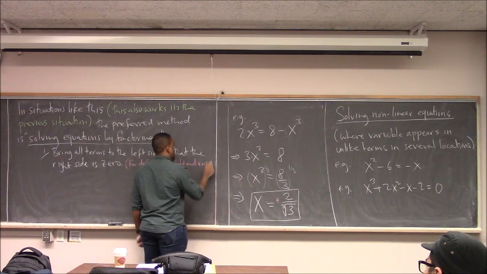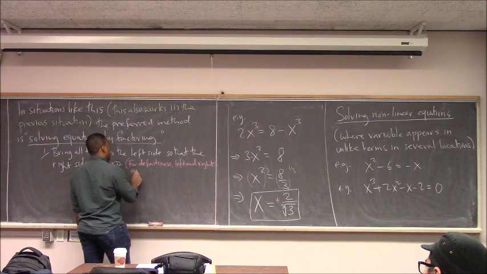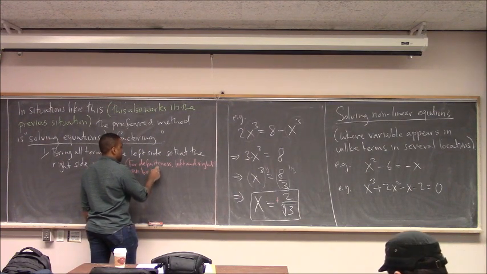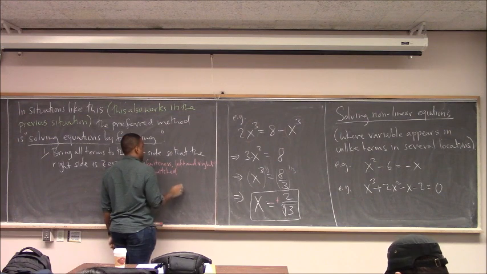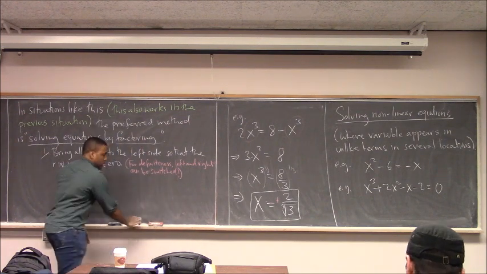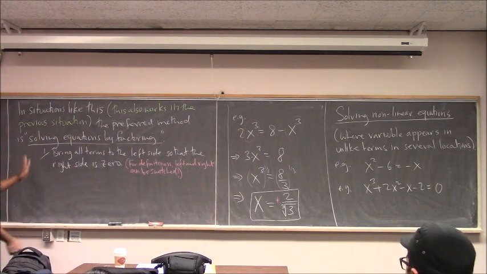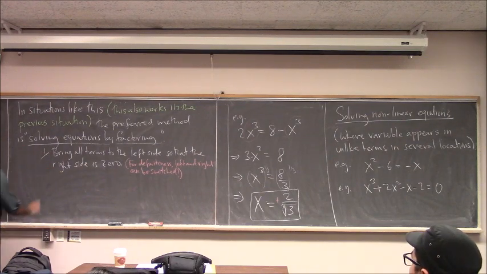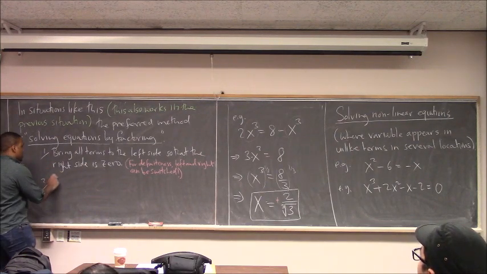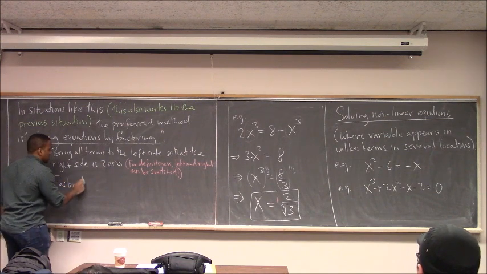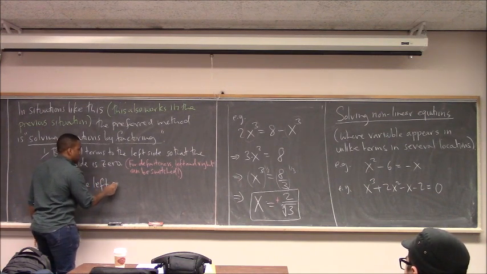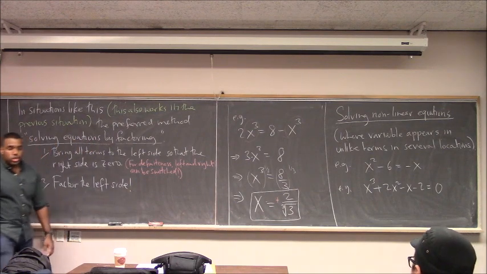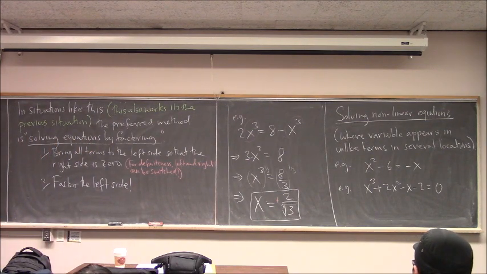Left and right can be switched everywhere here. But let's just say you choose to move everyone to the left side so that the right side is 0. Step 2 would be to factor the left side. After the last lecture from last week, we pretty much know how to factor random things now, so step 2 shouldn't really be a problem.